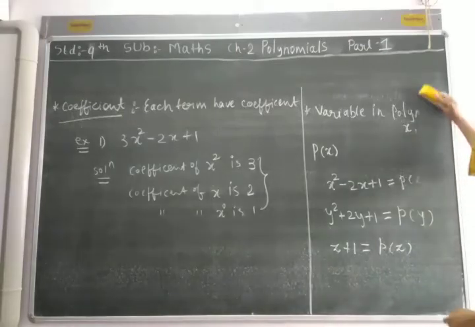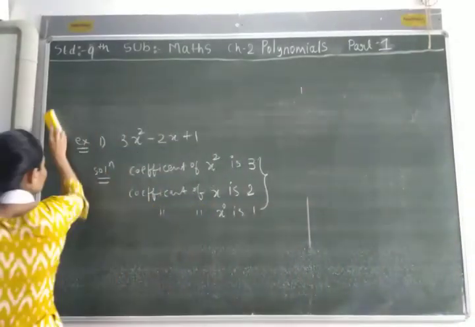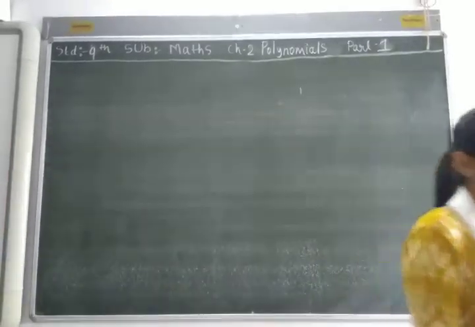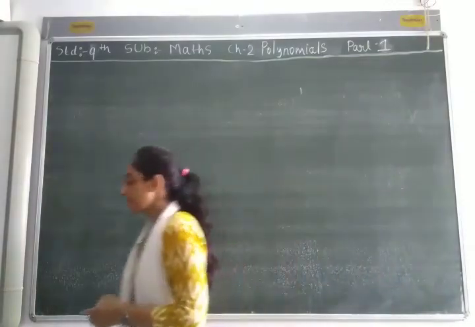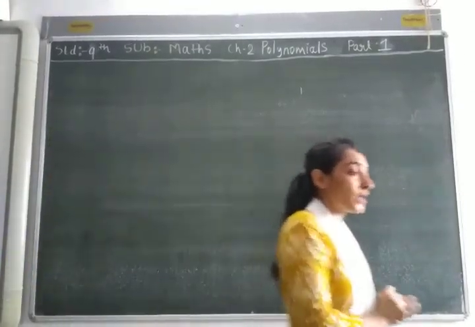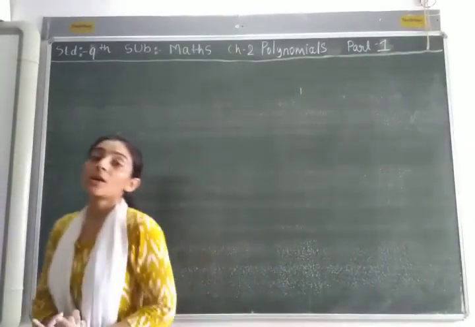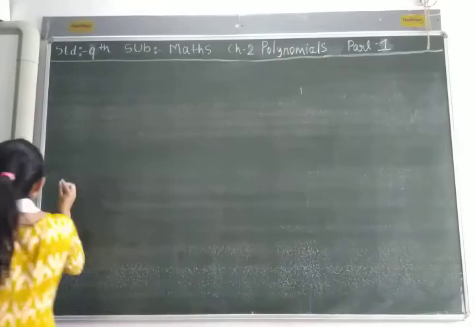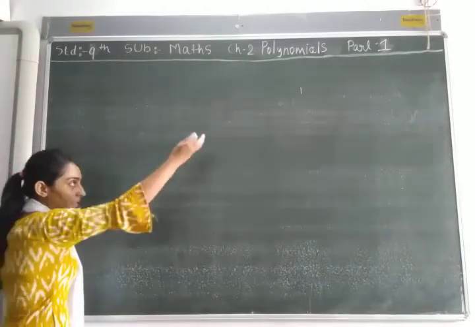Now, we have seen what is a polynomial, what is a constant, what is a variable, what is a term, what is a coefficient, and how to denote the variable in a polynomial of any x, y, z. What we have learned is what a polynomial is, terms, coefficients, and how to denote that, p of x.